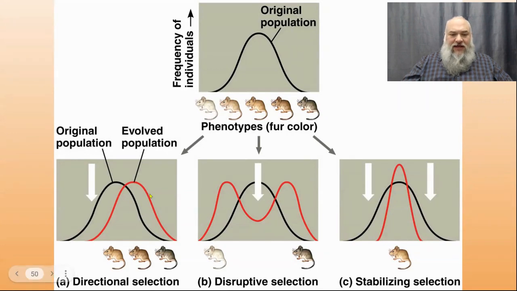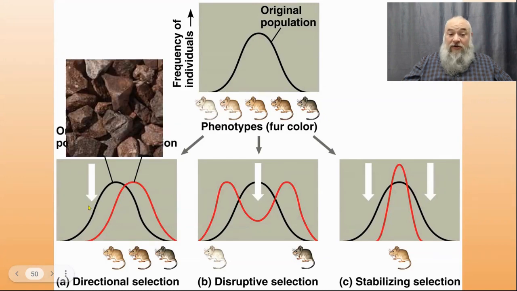In directional selection, let's see, these mice were in an area that they got darker color. The predators are probably more likely to kill off the lighter colored ones because they're easier to see against the dark rock, and the darker colored ones are more likely to live. So you shift the whole population's phenotype to the right here, and then we've got an evolved population.